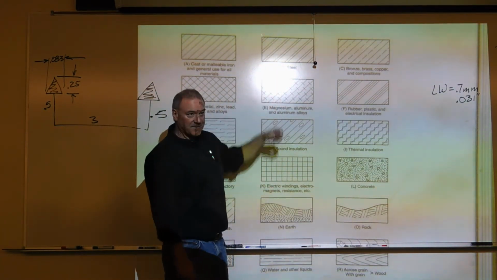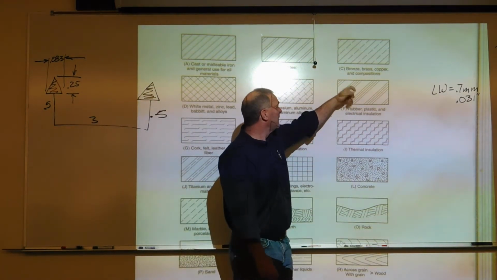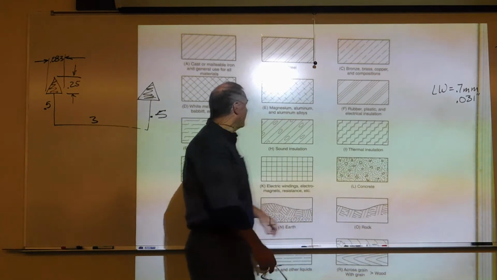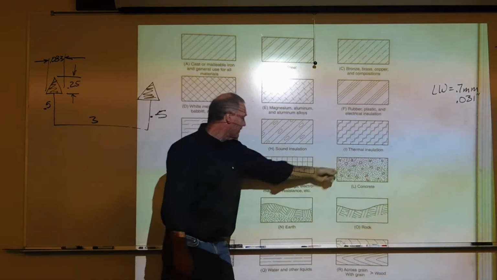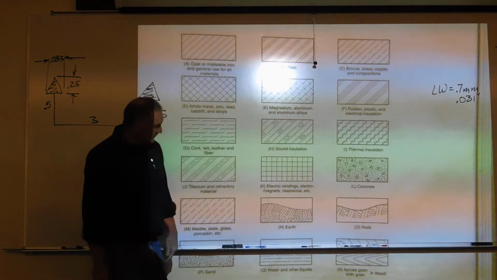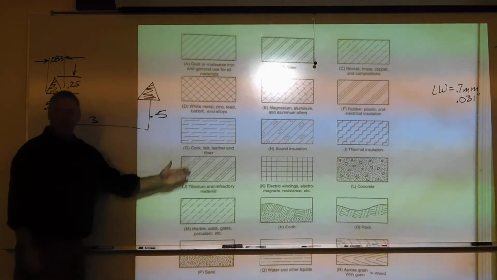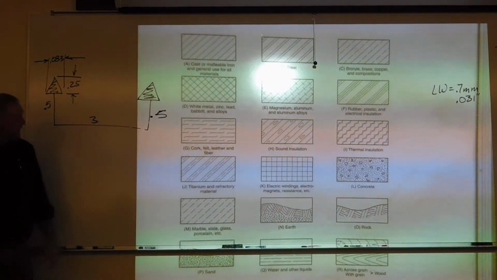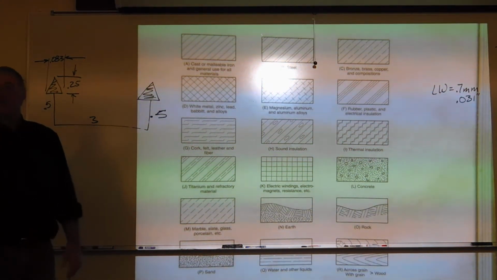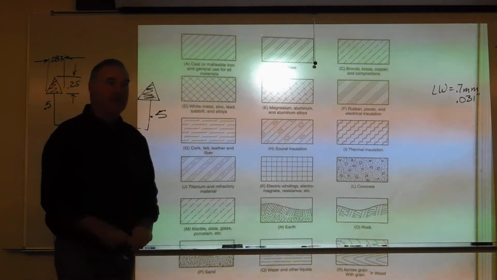If I've got a soft metal, like maybe bronze, maybe I'm doing some gas work, I go to this pattern. If I've got earth or concrete, concrete's there, earth is this pattern right here. We have some others through here, so you go to the general. Now, this begs the question, do hatch patterns always mean material?